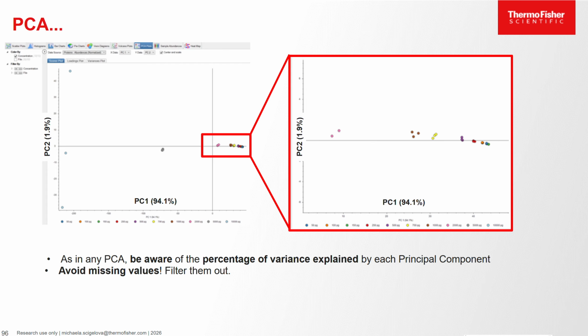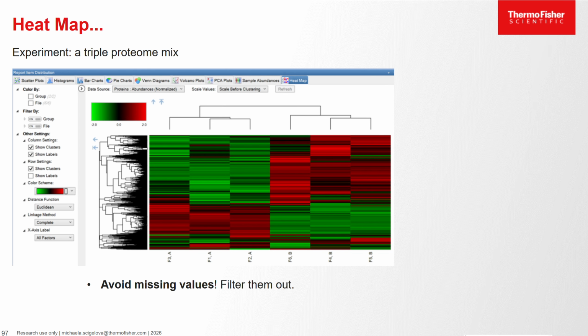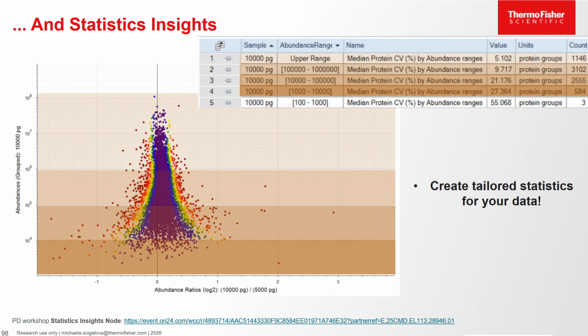The last few slides which I have included are just reminding you that we have other statistical methods built into Proteome Discoverer. There is a PCA, there is a heat map, and there is perhaps what you should not forget, the Statistics Insights node, which we introduced in version 3.3, where we have options of calculating all sorts of reasonable and meaningful statistics, where we would hopefully make your life easier.